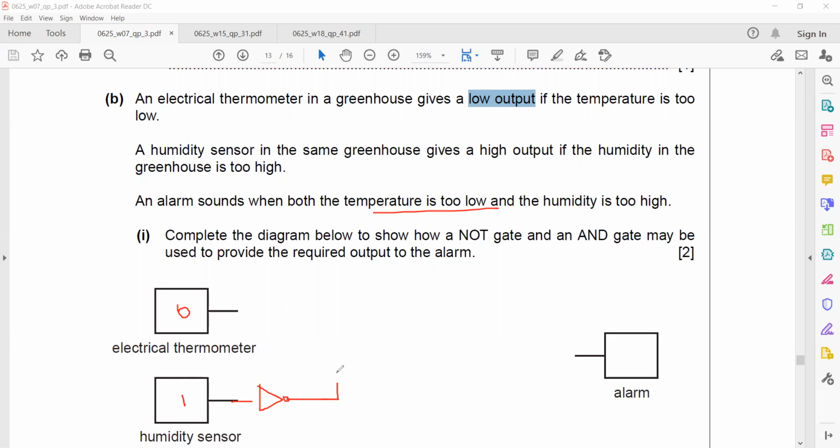If you connect a NOT gate after the humidity sensor, so 1, it will make it 0. So both inputs are 0, so output will be 0. Alarm will be off, but you want the alarm to sound, you want alarm to be 1 when temperature is too low and humidity is too high. So if you connect the other way around, it will not be correct, because you want your circuit to work at the desired condition when the temperature is too low and the humidity is too high.